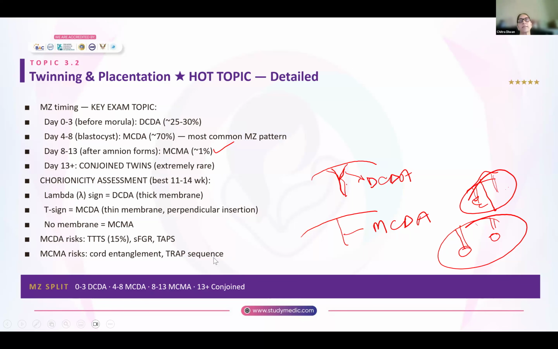In this, you can get formation of TRAP sequence. That means twin reversed arterial perfusion. So in this TRAP sequence, what happens is there is one twin, which is the donor, that keeps on pumping blood into the other twin that becomes the recipient. So this donor twin becomes very small, and the recipient starts growing big. And in this recipient, after the TRAP sequence, there is no formation of the head or the heart, and you are very likely to lose both of these twins if you have formation of TRAP sequence.